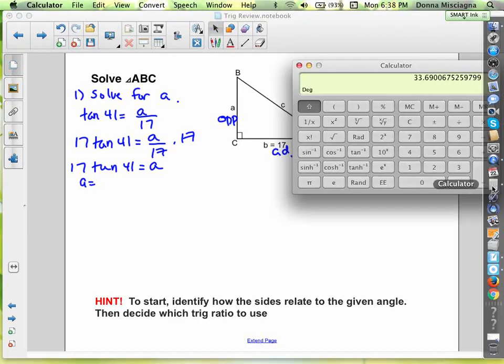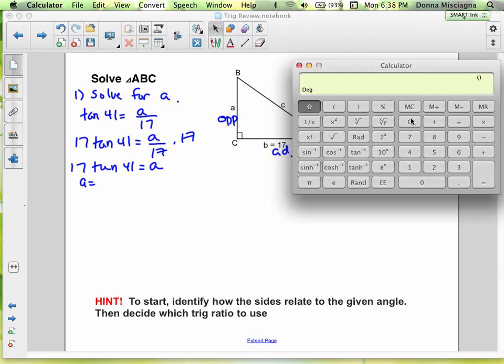All right, so there's our calculator. Let me clear that. So we have 41 tangent, there's our tangent ratio, and we multiply that times 17. All right, so 14.77, I'll round to 3 decimals this time, 14.778.